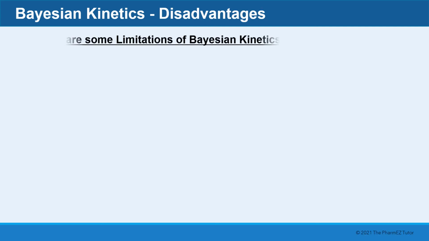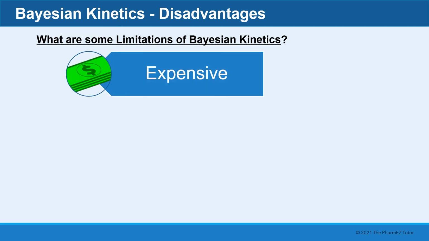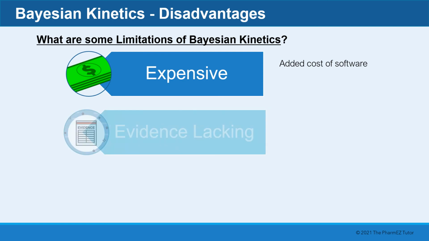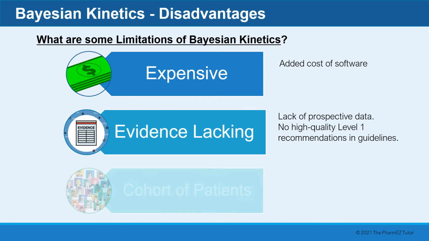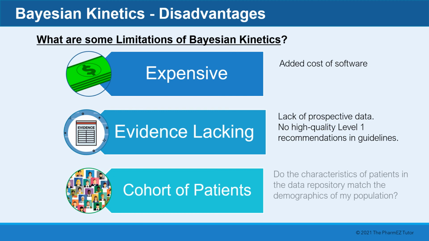So what are some limitations of using Bayesian kinetics? It is expensive. There's added cost of the software. Evidence is lacking. There's a lack of prospective data. No high-quality Level 1 recommendations are seen in the guidelines. The cohort of patients. Do the characteristics of patients in the data repository match the demographics of my population?